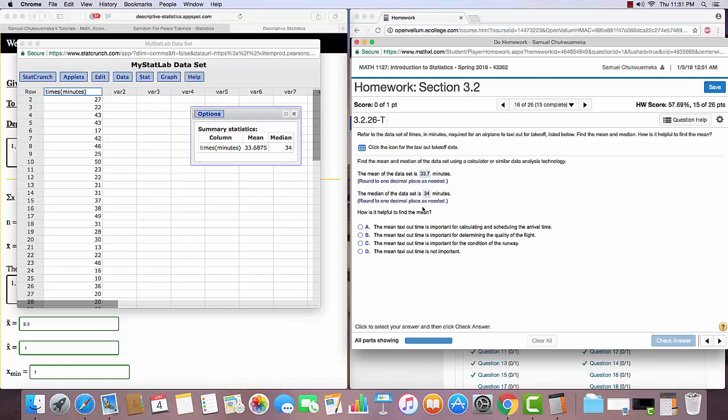C, the mean taxi out time is important for the condition of the runway. Condition of the runway, we can argue it is qualitative. So no, C is eliminated. D, the mean taxi out time is not important. If it is not important, why are we learning it?